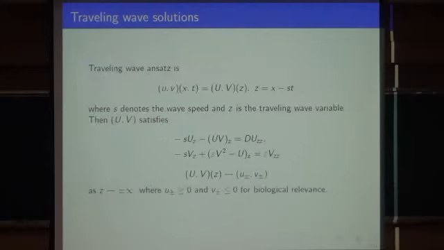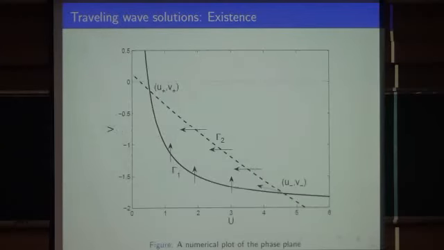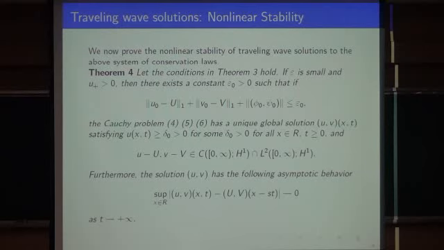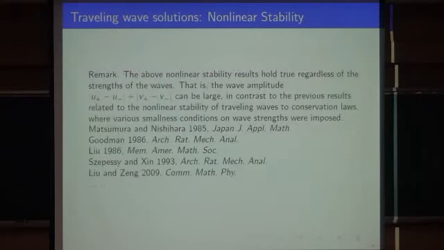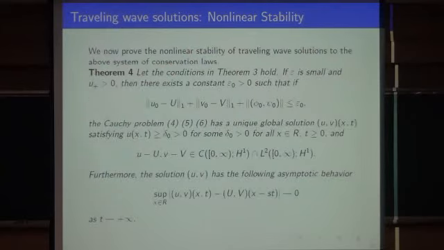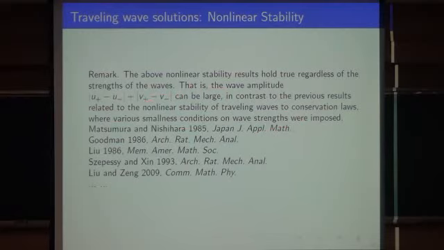That's a traveling wave, and this is the stability result. And the remark about the stability result is that our nonlinear stability, as you can see, is a very, very strong result. We proved that the supremum norm of the difference goes to 0 as t goes to infinity. Such a result holds regardless of the wave amplitude.